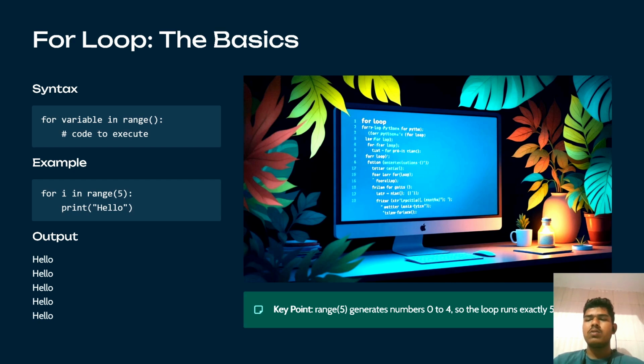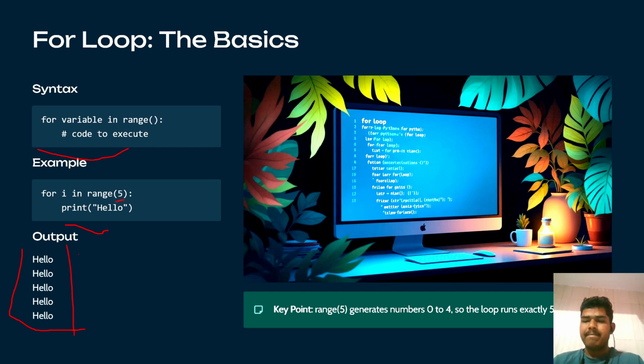A for loop is used when we know how many times we want to repeat something. The syntax of the for loop is this, and an example is: for i in range(5): print("hello"). We give 5 in the range, then get the output hello five times. This means when we take range 5, it generates numbers 0 to 4, so the loop runs 5 times.